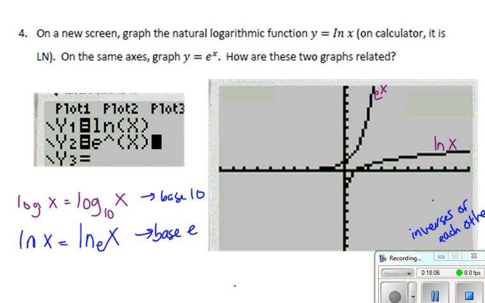What's your question? If there's no base written, then it's a 10. Right? So if we don't see it, it's base 10. If there's no base here written, it's e. Yeah. So you can have a function that's like this. So this would be log 5 of 2. So that's base 5. But if there's no base written, then we know it's 10.